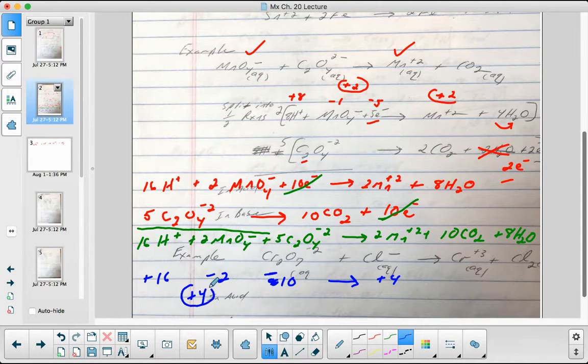So if the reactant side and the product side in the end has the same charge, then you probably did your redox reaction correctly. And then you can go through and check and identify all the species and make sure it works as well. I think I'll stop there.